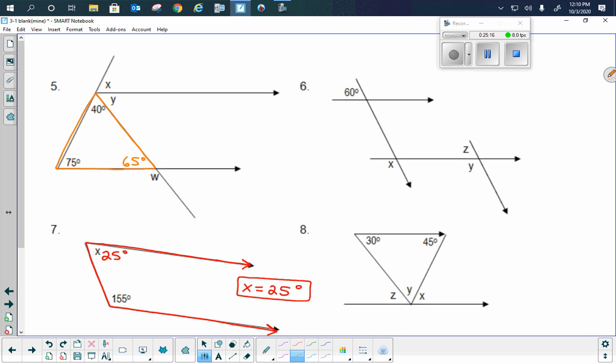And guys, just run with it. Once you're given a number, use it. If this is 65 degrees, its vertical angle is 65 degrees. Okay, and eventually it might just help you find something. Well, right off the bat, I noticed that 65 and W are a straight angle. So if I take 180 minus 65, I'll get that W is 115 degrees. Might as well start gathering our information. W is 115 degrees.